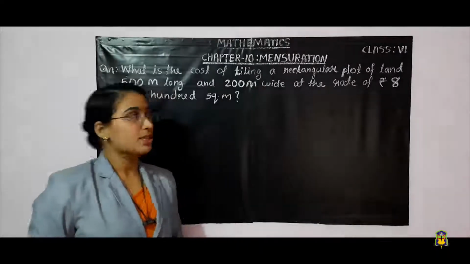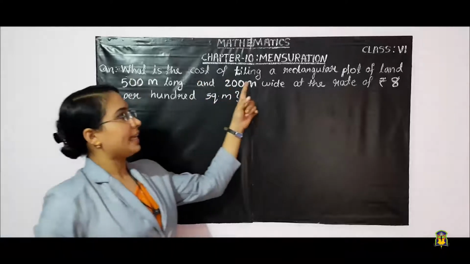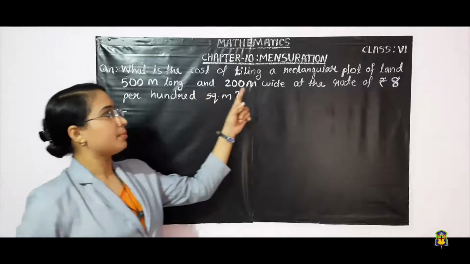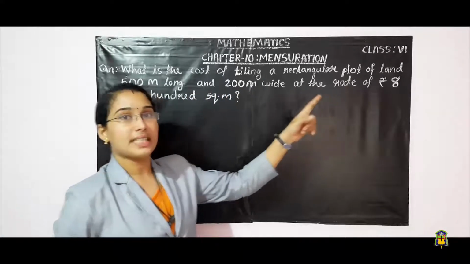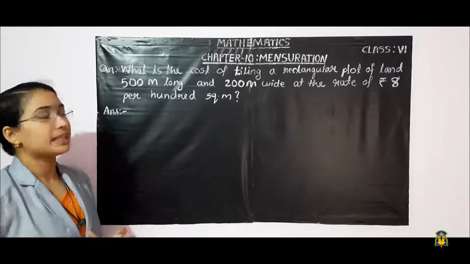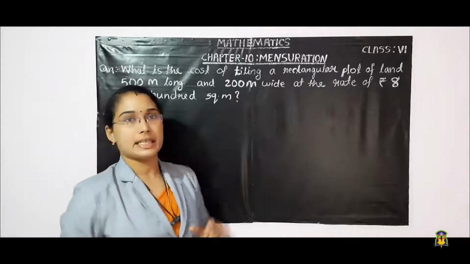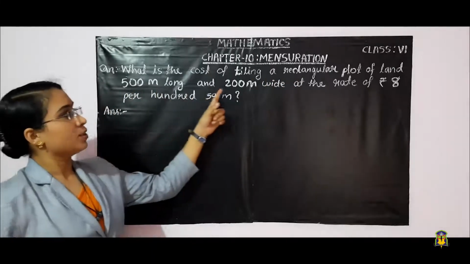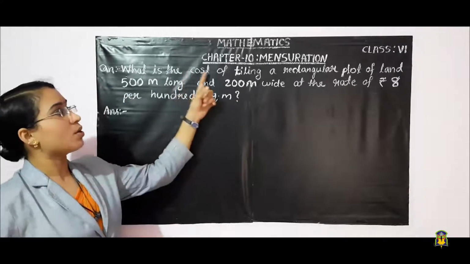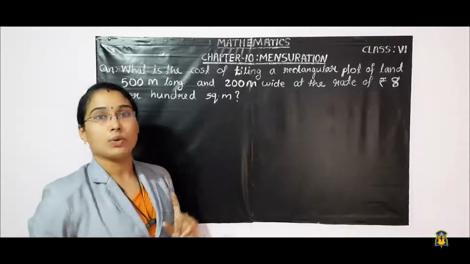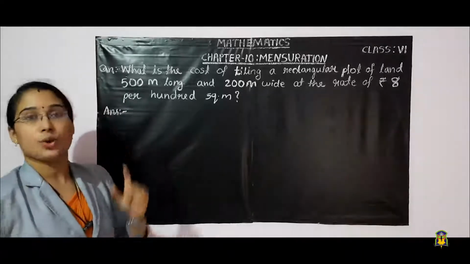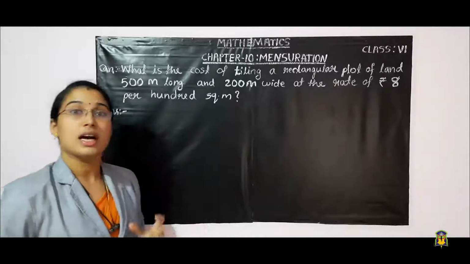Okay. Next question. What is the cost of tiling a rectangular plot of land 500 meter long and 200 meter wide at the rate of rupees 8 per 100 square meter? So in this question, the length and the breadth of the rectangular plot are given, that is 500 meter and 200 meter respectively. Then we want to find out the total cost of tiling this rectangular plot. For that they gave the rate of rupees 8 per 100 square meter. Using this we can find out the total cost.